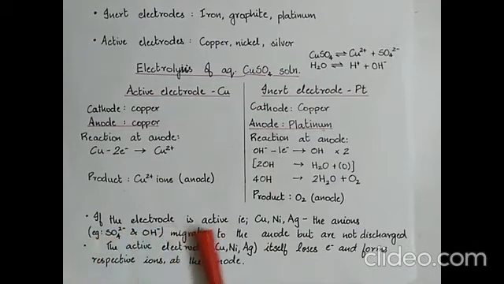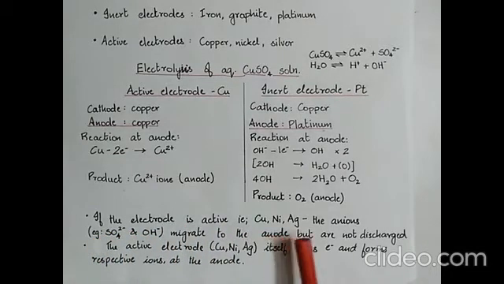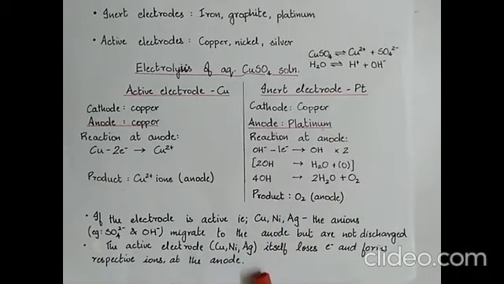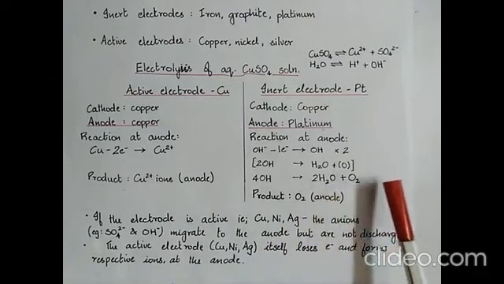If the electrode is active, that is copper, nickel, silver, the anions, that is sulfate or hydroxyl ion, migrate to the anode but are not discharged. Instead, the active electrode itself loses electron and forms respective ions at the anode. That's what we previously studied with the electrolysis of aqueous copper sulfate solution.